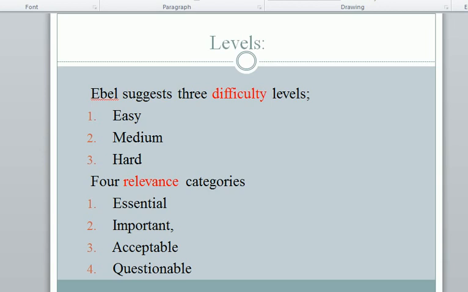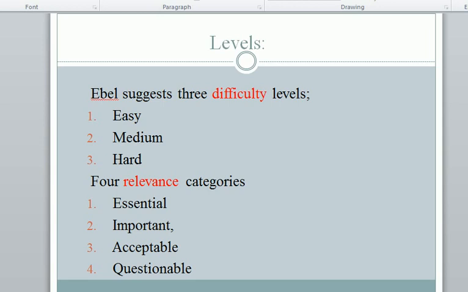The second criterion for Angoff's method is four relevance categories. Dear students, you know relevance is a very important characteristic which is required for reliable and consistent tests. So these four relevance categories are: number 1, essential.